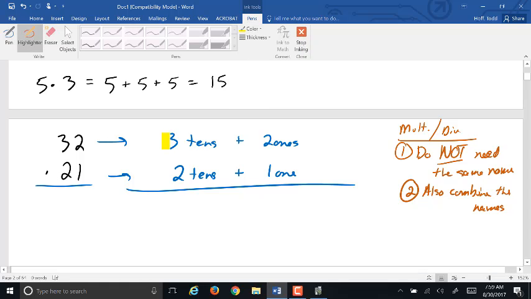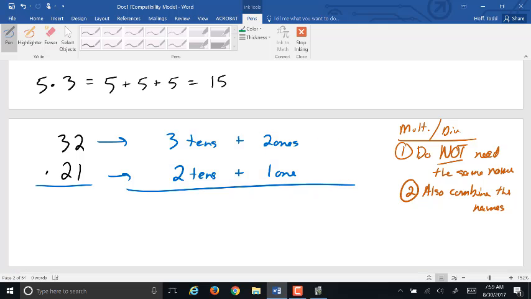So what that means is the 3 tens here can not only be combined with the 2 tens, but it can also be combined with the 1 1. In fact, every digit in one number can be combined with every digit in the other number. And long multiplication is just a process of organizing it to make sure that every digit in the first number gets combined with every digit in the second number.